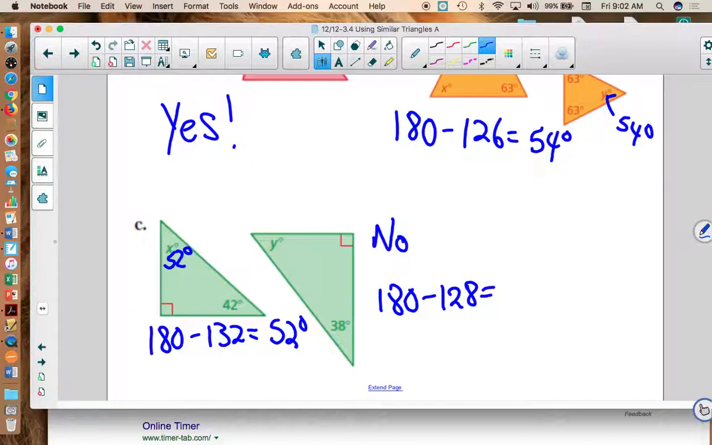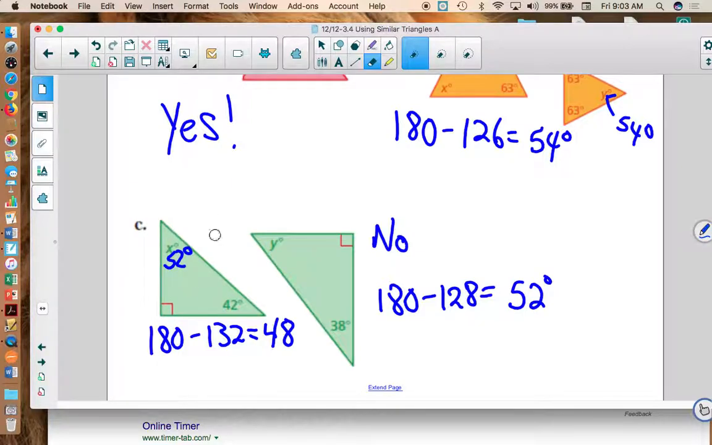I better not get 52. What's 180 minus 128? 52. Oh, 52, well then this one's wrong. That one's 48. This one is 48. See, I'm just taking the values that you guys are giving me. Yeah, because it only equals 170, so it has to be. So then this one's 48 degrees, and this one over here is 52 degrees. So they are not similar.